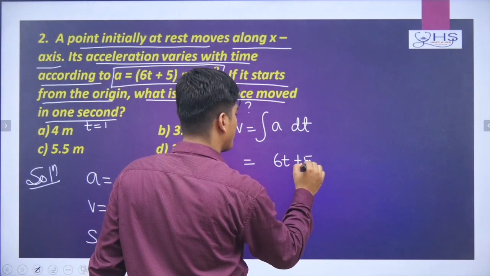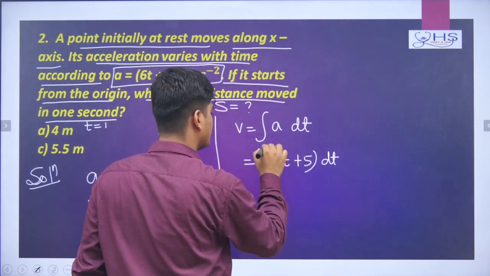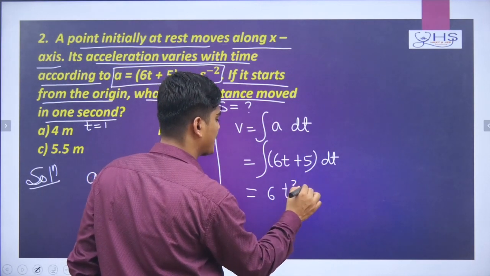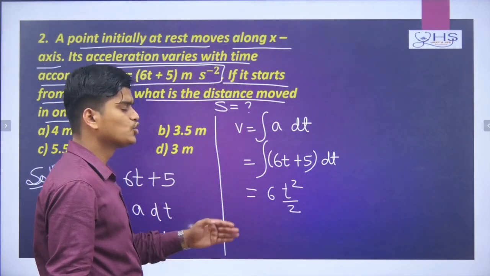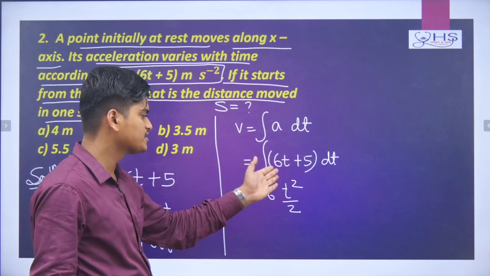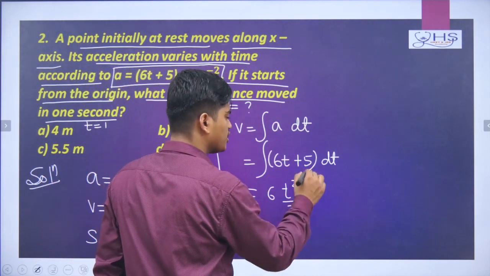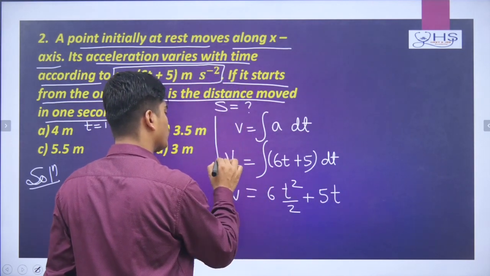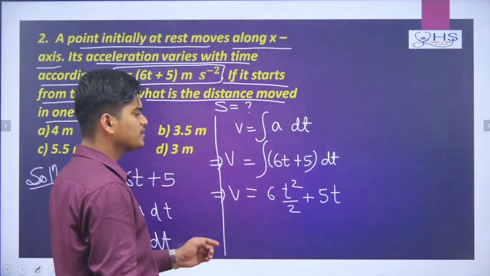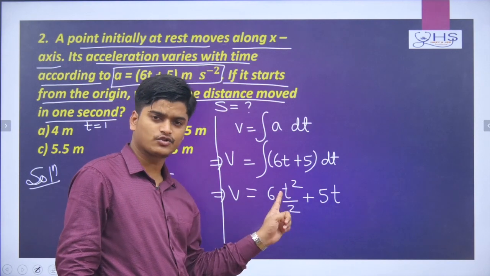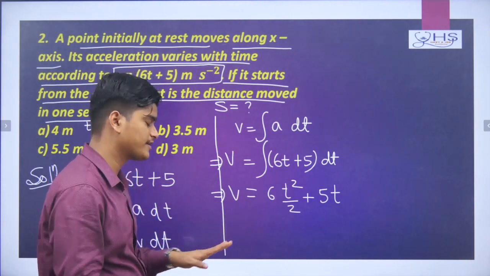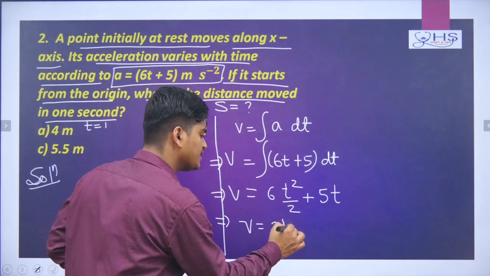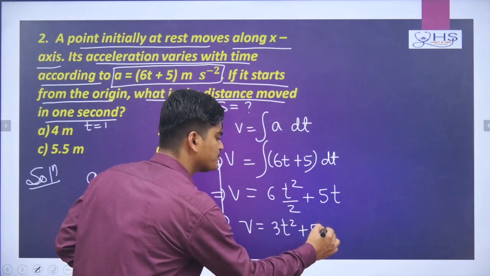6t plus 5 dt integration I am taking, and integration I am doing here. Now 6t dt integration is nothing but directly write 6t square by 2. I just now told t dt integration is t square by 2, plus here 5 dt integration is nothing but 5t. So directly I wrote the velocity formula here. So how much is it? Now t dt integration is t square by 2 and 6 will be remaining there. So that means here it is happening how much? Velocity is nothing but 3t square plus 5t.